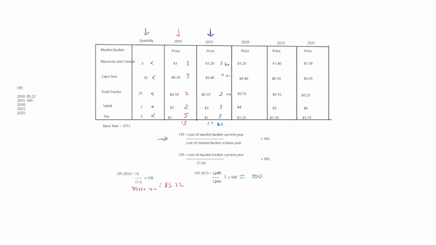Now for 2020, we do 3 times 1.25, which is going to give us 3.75. Whoops. 10 times 0.4, which is 4. 20 times 0.15, which is going to give us, I think, 3.